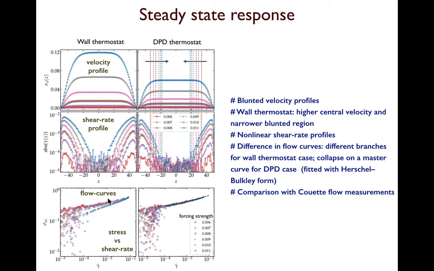Also, we have used the stress profile and shear rate profile to plot stress versus shear rate, which is called the flow curve. Here, in the case of the wall thermostat, there are different branches of the flow curve for different forcing strengths, but for the case of the DPD thermostat, all these different branches collapse on a master curve which can be further fitted with a Herschel-Bulkley type of form. Also, we have done a comparison of flow curves to the Couette flow measurements, which I am not showing here.